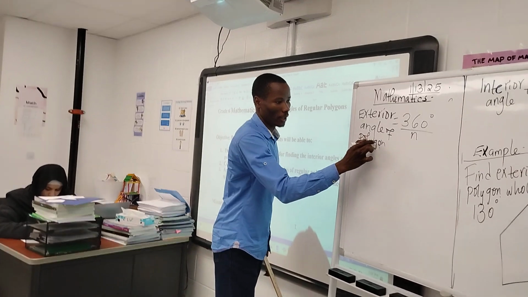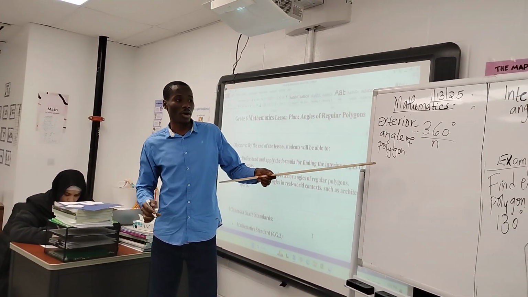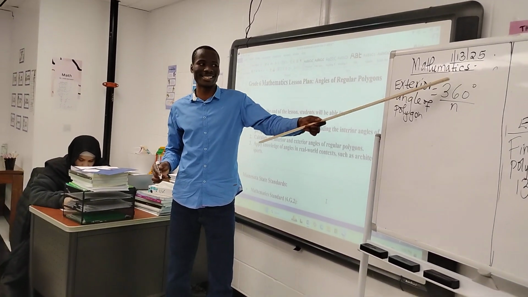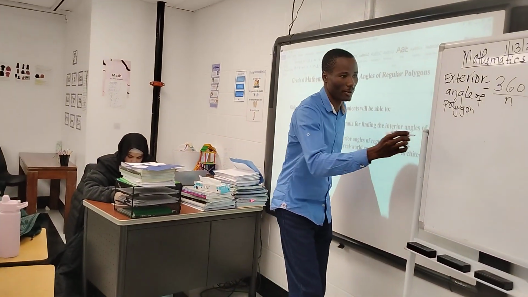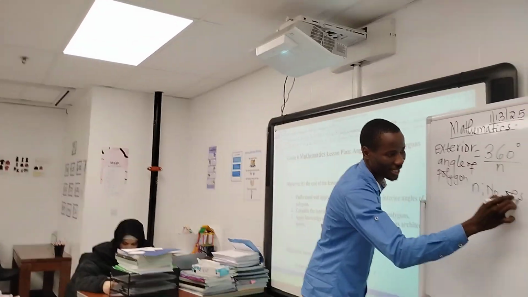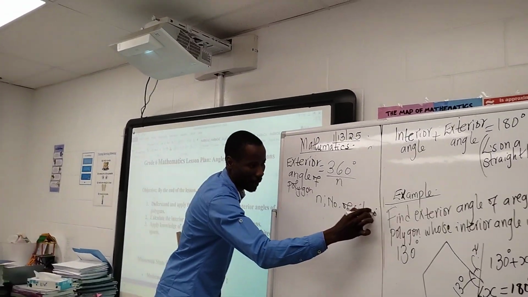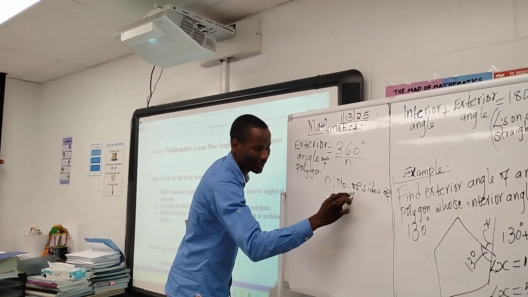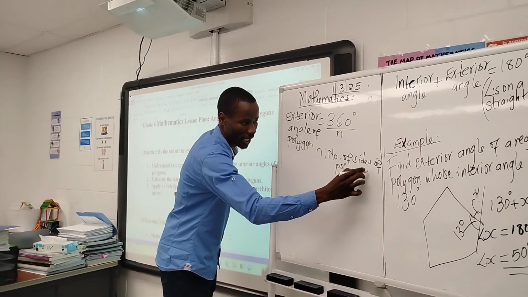Exterior angle of a polygon, and show you captured clearly. So exterior angle of a polygon equals 360 out of n. We already said what is n. n is the number of sides of a polygon. That is n, the number of sides of a polygon.